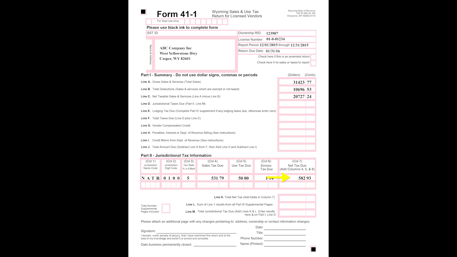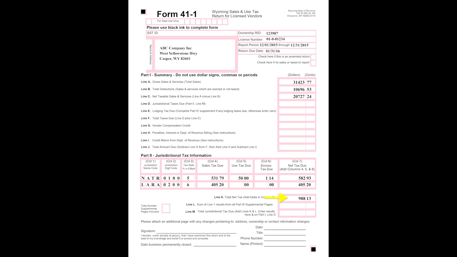The vendor in this case also had sales in Laramie County of $6,753.25 at a tax rate of 6%. So in column 1, you will list the jurisdictional codes and the tax rate for Laramie County. Then you will report the tax due into column 4, which would be $405.20. In this case, there was no excess tax due, so you will carry the total from column 4 over to column 7. At this time, you will add the two totals together and enter them into line K.